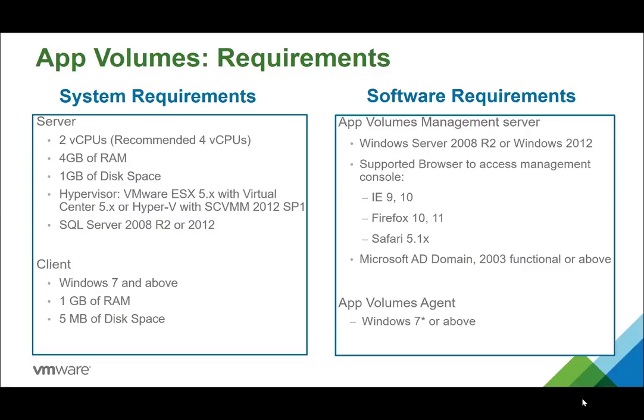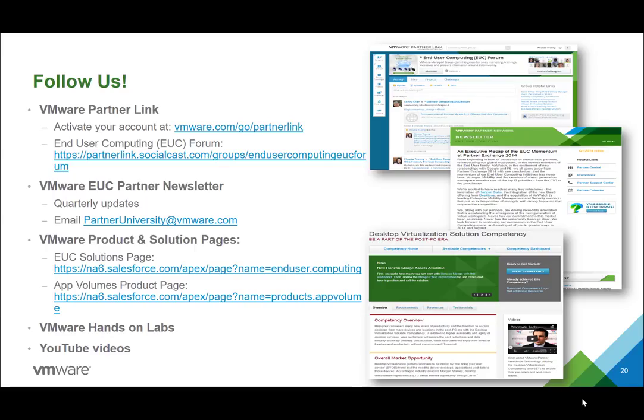The requirements for App Volumes on the server side: you have two vCPU recommended, four vCPU with 4 gigs of RAM, and it gives you flexibility to run on other hypervisors if you need to. And then on the actual App Volumes management server, you have Windows Server 2012 or 2008, and it does support different versions of browsers as well.